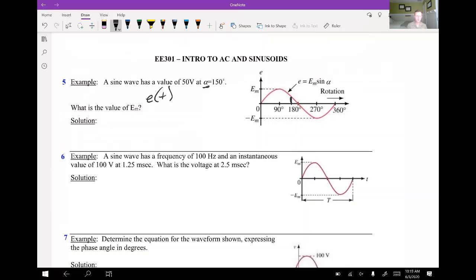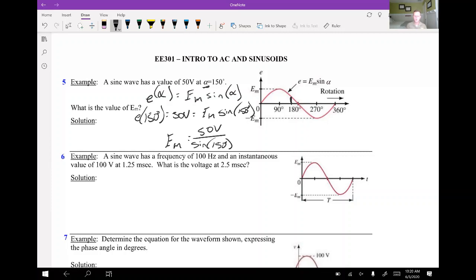So E as a function of alpha is equal to E magnitude, or E amplitude, sine as a function of alpha. So that's what we're looking at. And what we see is that at 150 degrees, E is equal to 50 volts. There's the amplitude, sine, make sure that we keep it in degrees, 150 degrees. So I can find the amplitude is 50 volts divided by sine 150 degrees, and I get 100 volts.